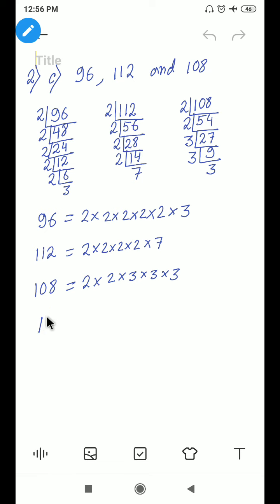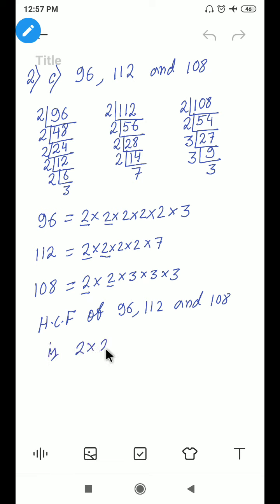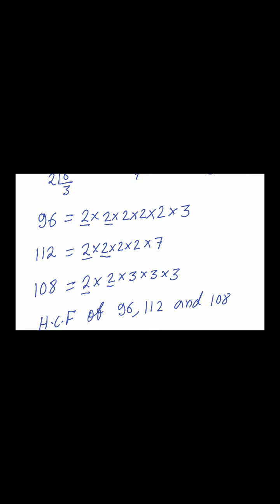So what is the HCF of 96, 112 and 108? Look at the common divisors: 2, 2. Here there are 2s in each, but you can't find any other common number. So the HCF of these numbers is only 2 into 2, which is 4. In this way you can solve the rest of the problems.